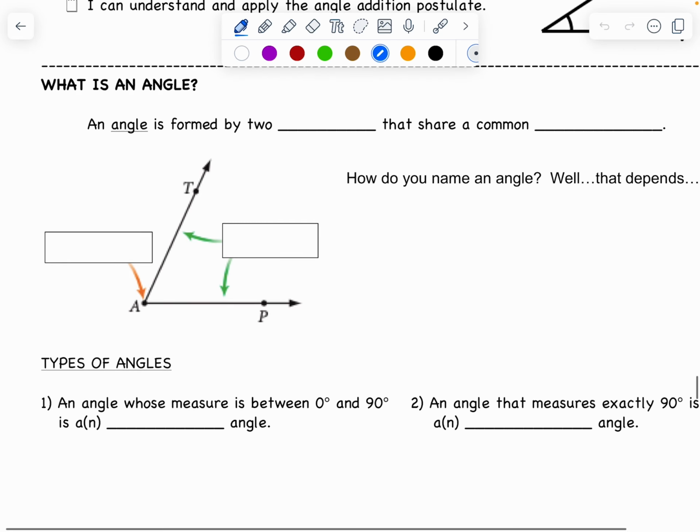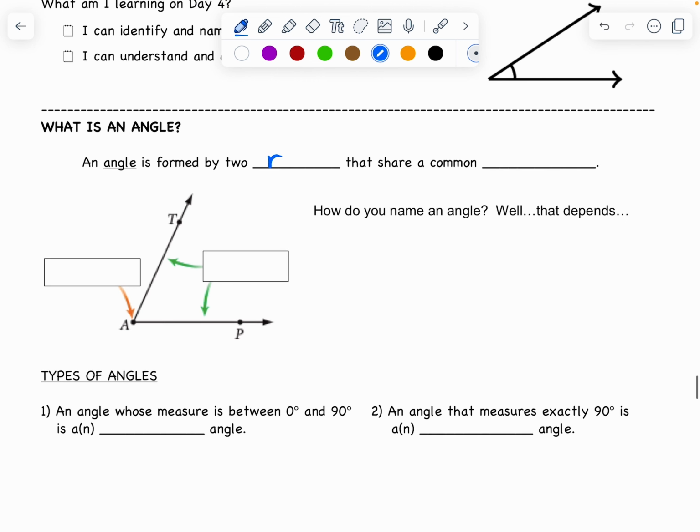So obviously there is an angle pictured right here. So an angle is formed by two rays that share a common endpoint. Now, even though these are, of course, rays that share endpoint A, angles themselves have their own vocabulary, right? So the rays, we actually call them the sides of the angle. And then the shared endpoint is, of course, called a vertex. Okay, so we have the vertex of the angle and then the two sides that form the angle.